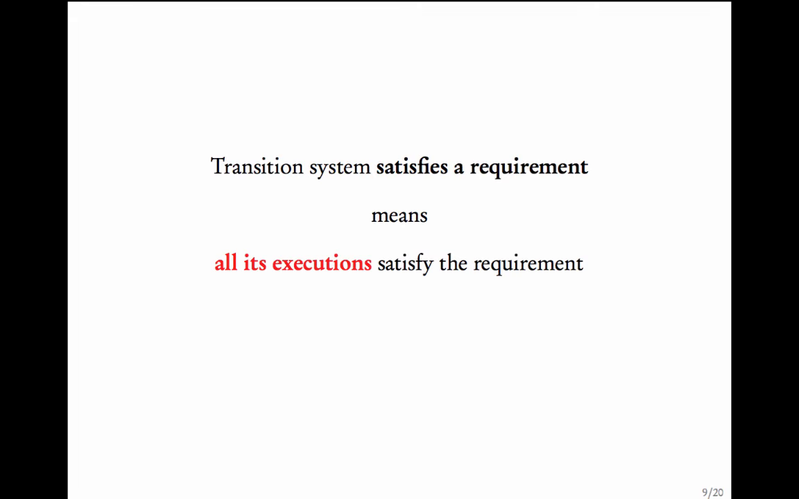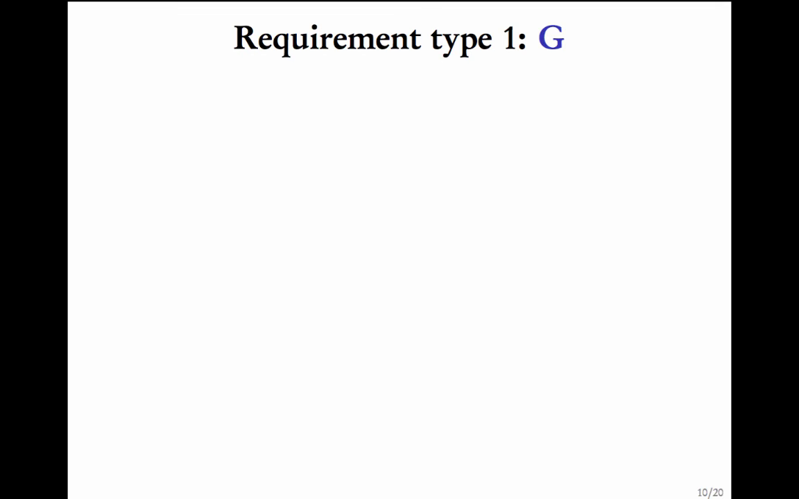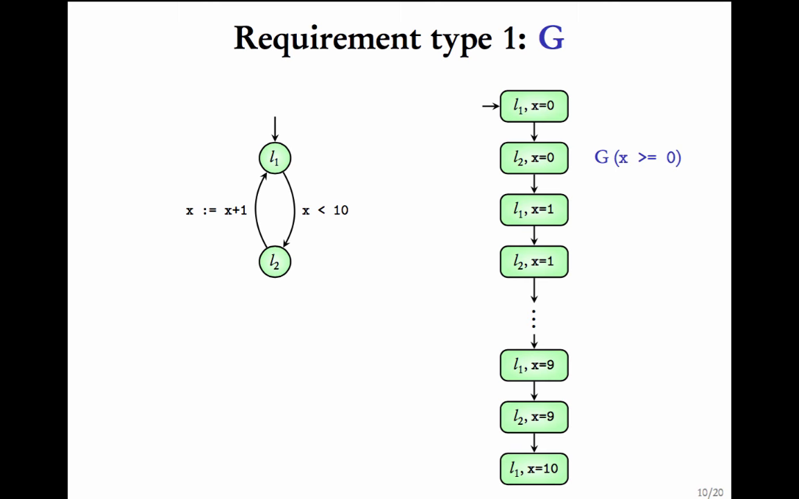When we say that a transition system satisfies a requirement, we mean that all its executions satisfy the requirement. We will see 2 kinds of requirements and this concept will become clearer. The first kind of requirement that we are going to look at is called G. G stands for global. We will explain this using the example of the program graph.